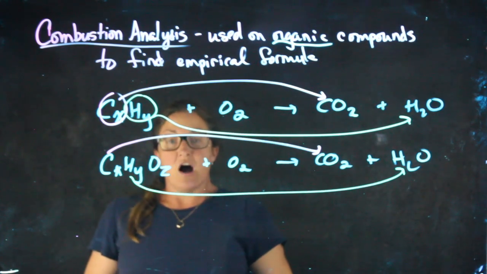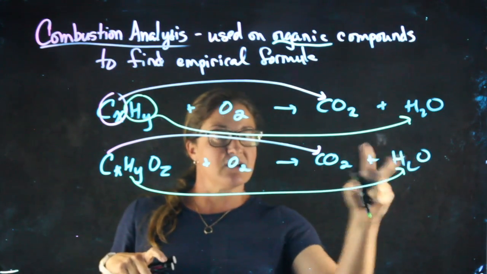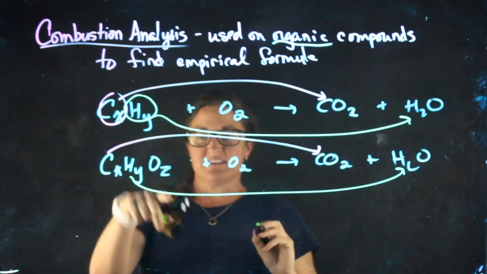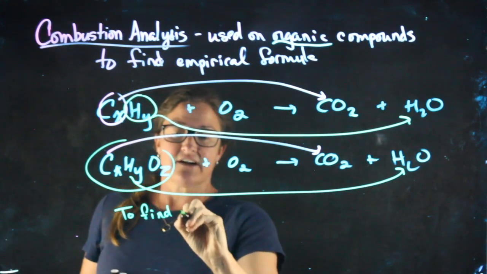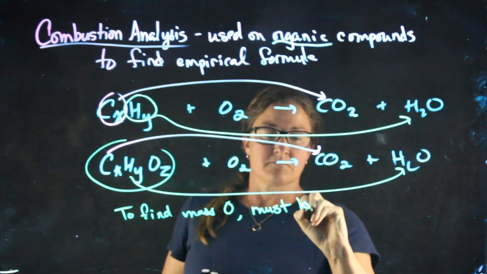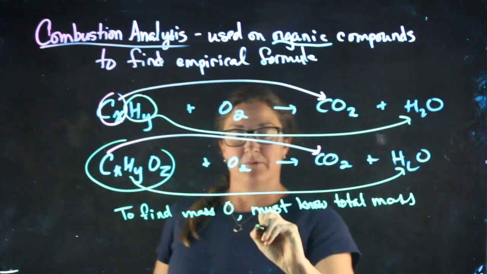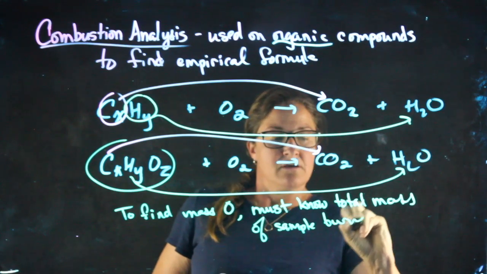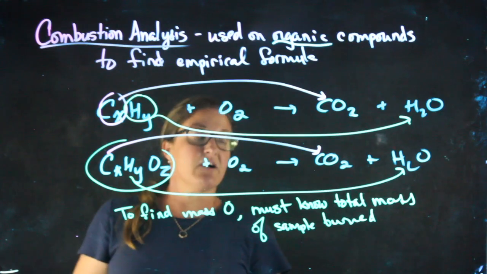But when I'm going to find the oxygen for a problem like this, I'm not going to figure out how much oxygen was in here, because unless I know what this is, I can't get that. So what we do instead is, if I'm going to find the mass of oxygen, I must know the total mass of the sample burned.